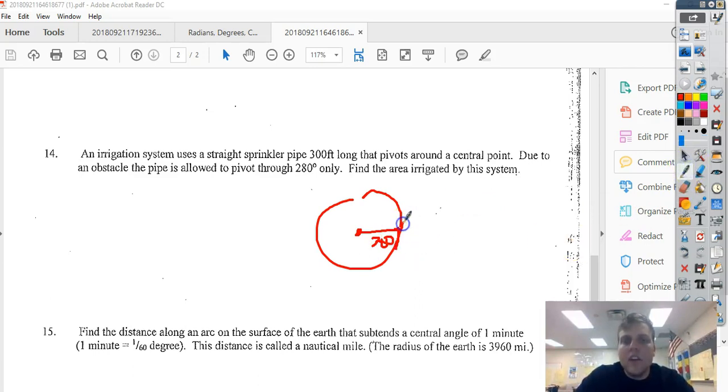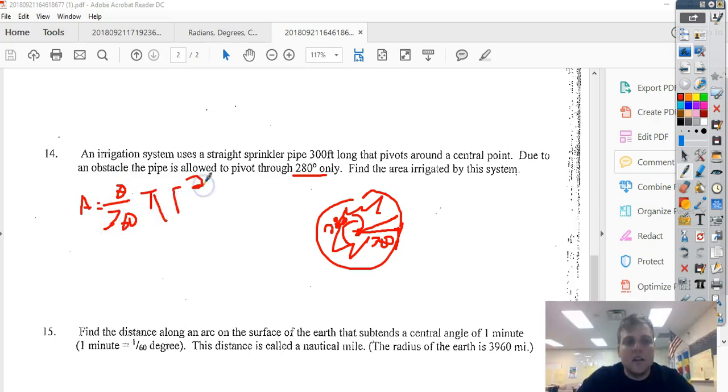So it says I can only go 280 degrees, so I basically get to only go around 280 degrees. And it wants to find the area irrigated by the system. It gave us the angle in degrees, so I can say A is equal to theta over 360 times pi r squared. So I got you started there. I'm going to leave you alone on the rest of this problem. Do the best you can.